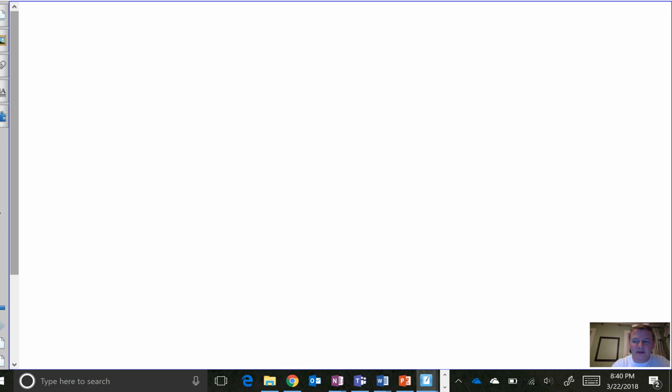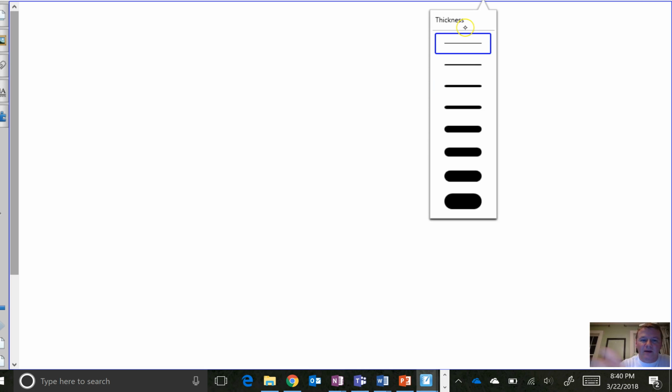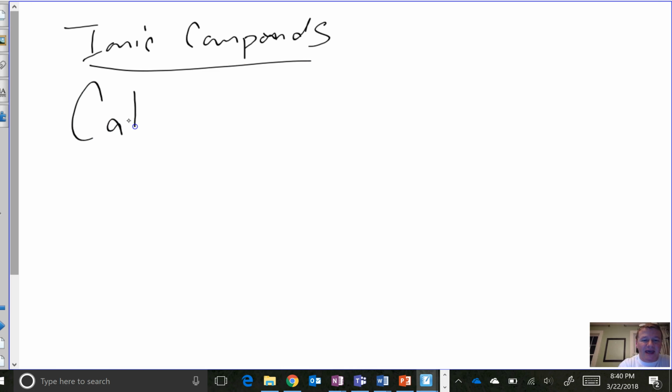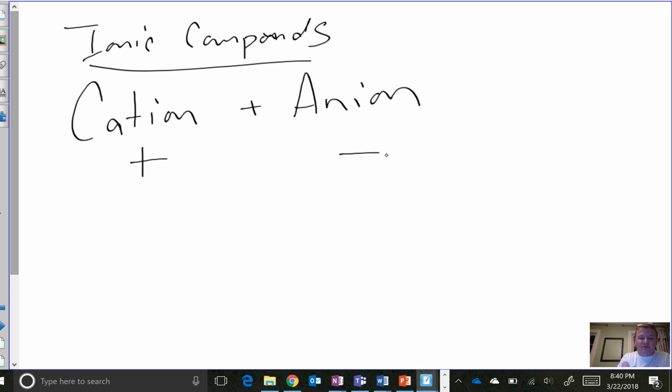If you remember from yesterday's lesson, when we're talking about ionic compounds, ionic compounds are formed when we have a cation, which is a positive ion, joining with an anion. All right, so we've got something that is positive and something that is negative. Now, keep in mind what type of elements tend to form cations? Well, those are metals.